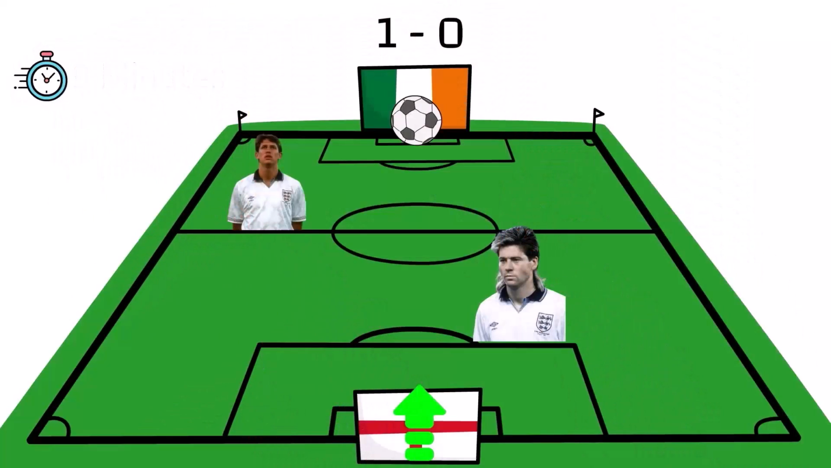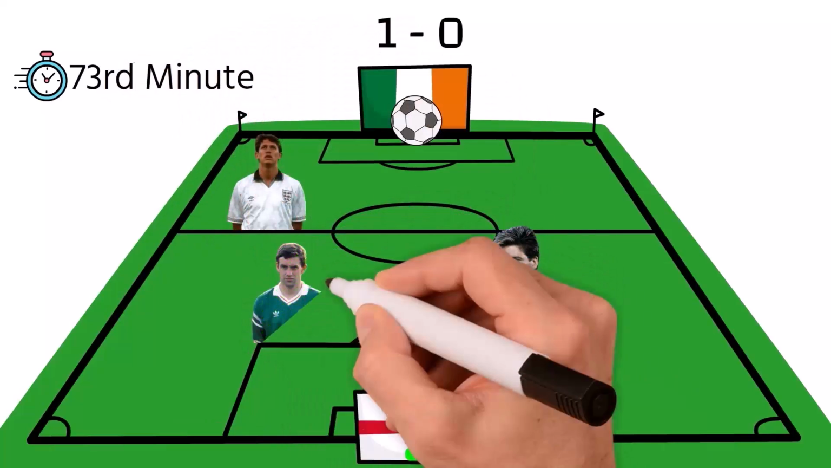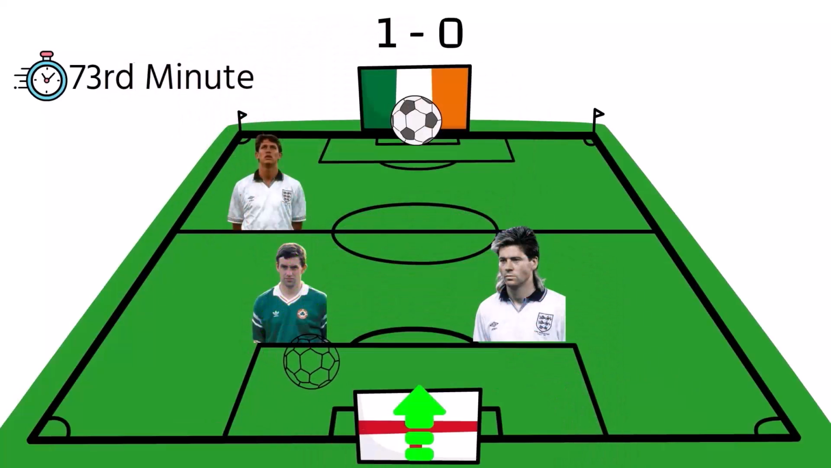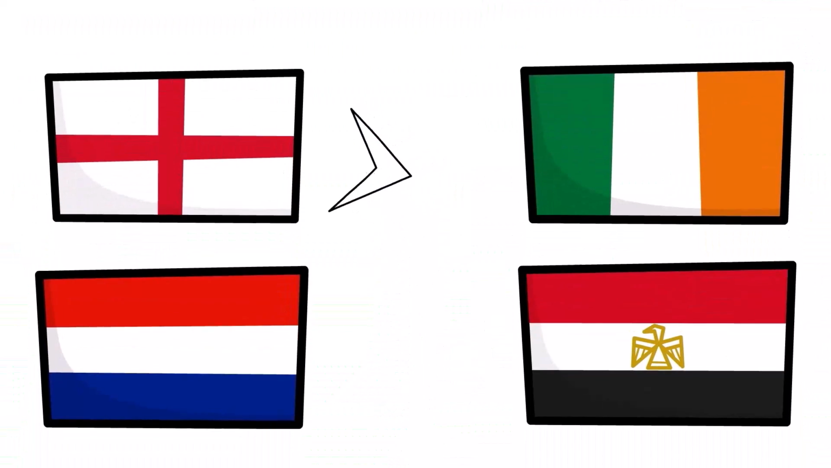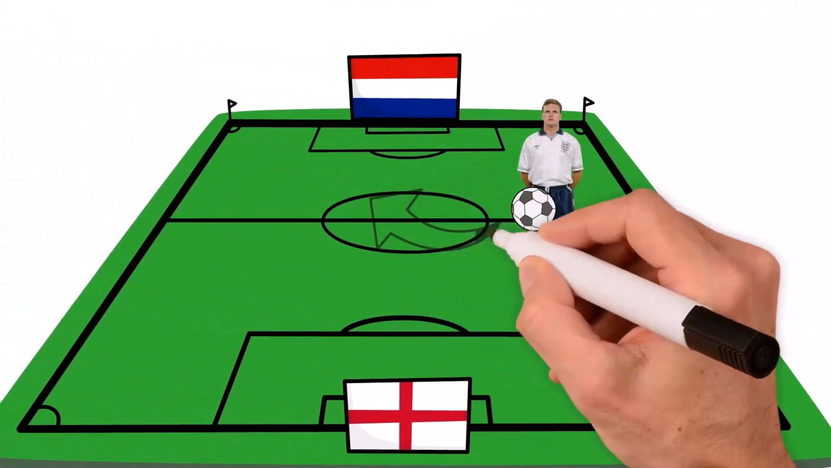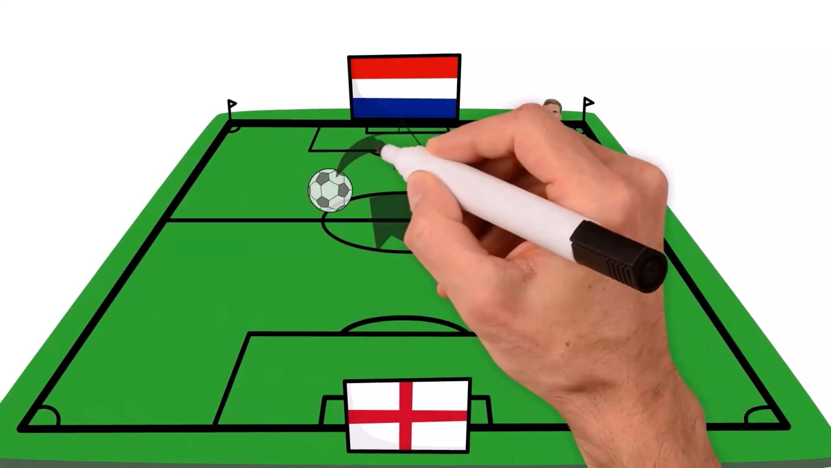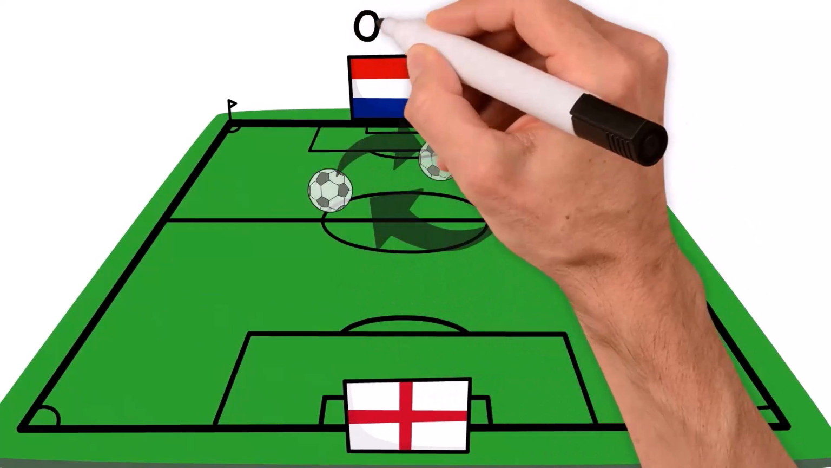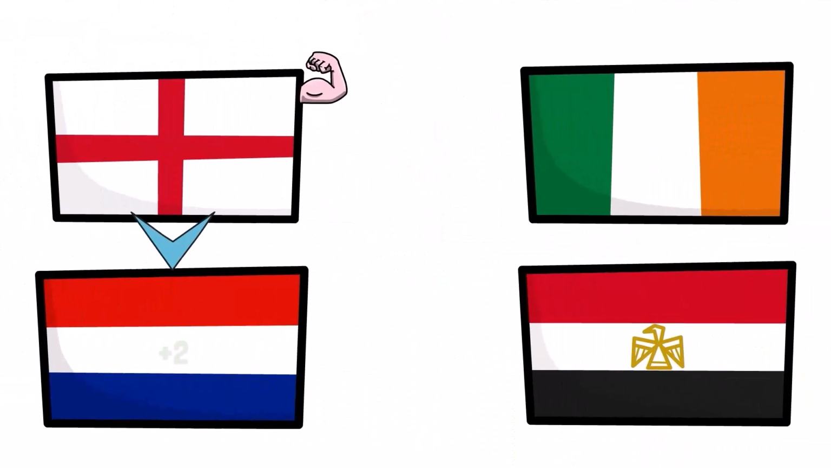In the 73rd minute, Kevin Sheedy would capitalise on some poor defending and fire into the far corner from a tight angle. The game would end 1-1. England faced the Dutch next. England largely dominated the game. Gascoigne dribbled at the Dutch constantly and sprayed the ball around the pitch. Despite this, England failed to convert any chances and the game ended goalless.